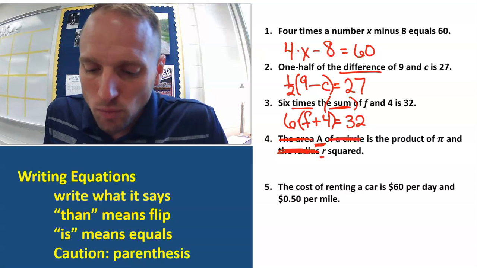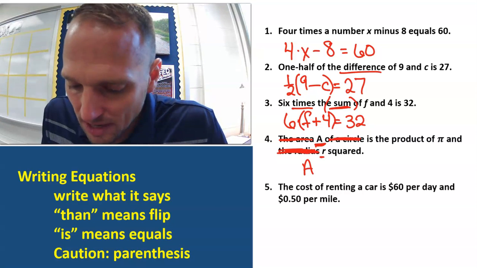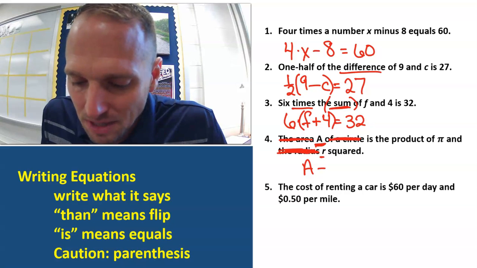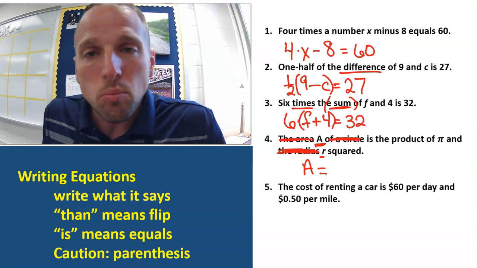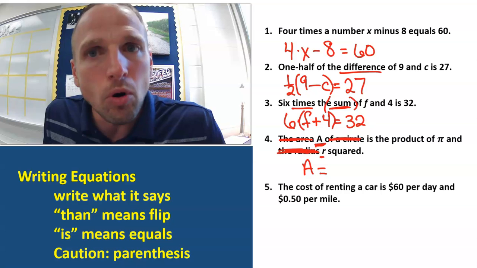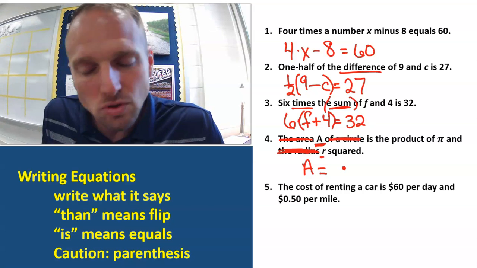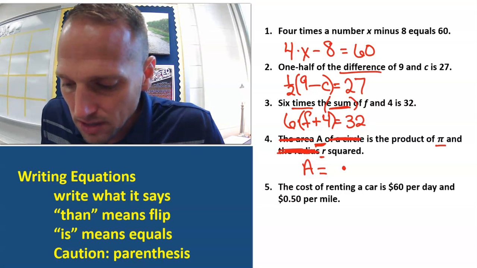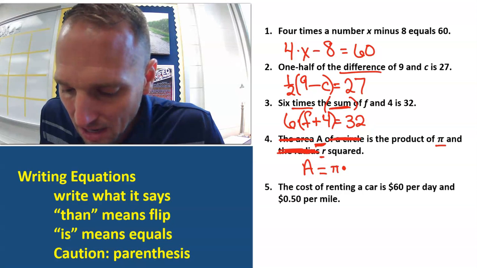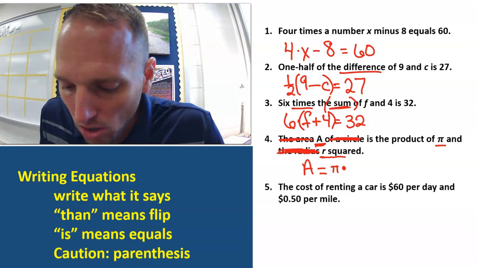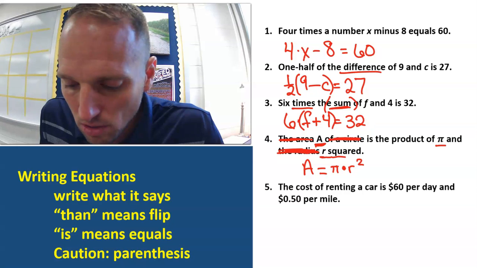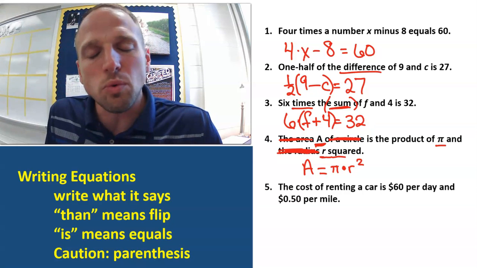What do we have? We have A, so let's just write this down. A is means equals. Product means multiply. So what are we going to multiply? Well, it says first thing is pi and r squared. So the two things we're multiplying is pi and r squared.